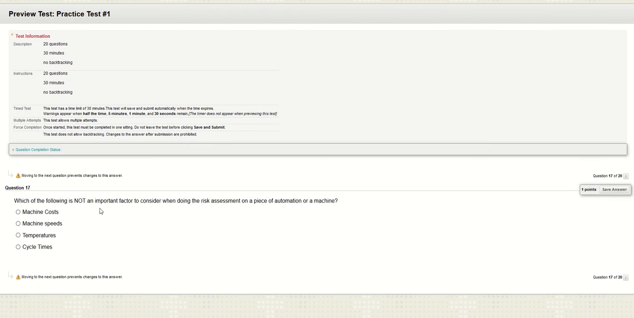Which of the following is not an important factor to consider when doing a risk assessment on a piece of automation? Cycle time is important. That tells you about frequency. Temperature could tell you about severity. Machine speed could tell you about severity as well. Machine cost, not relevant to safety.